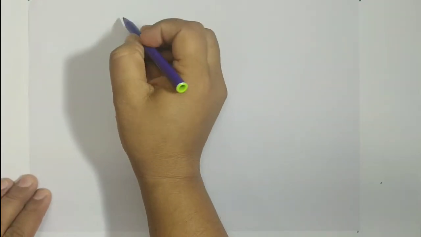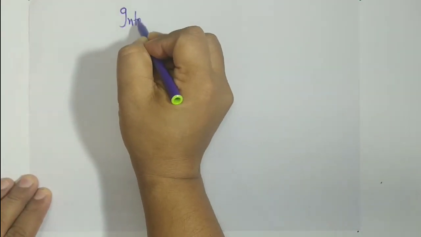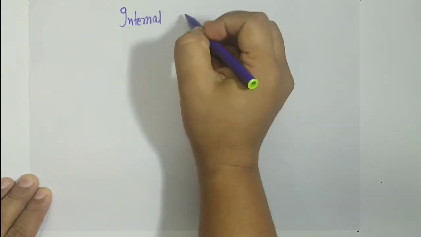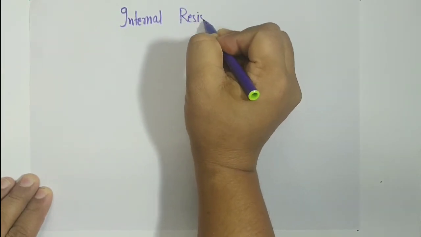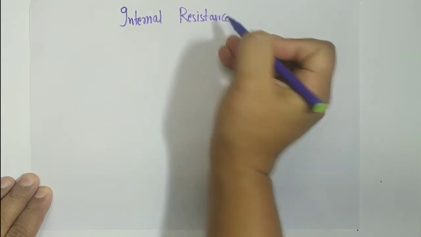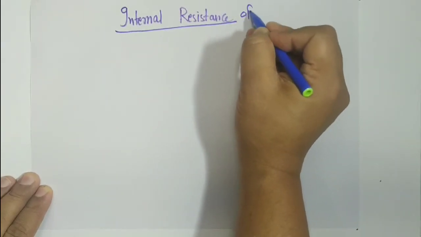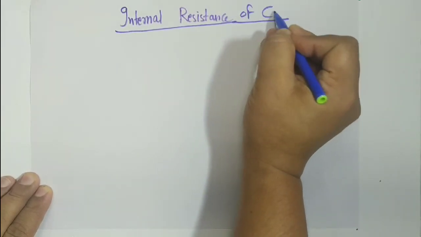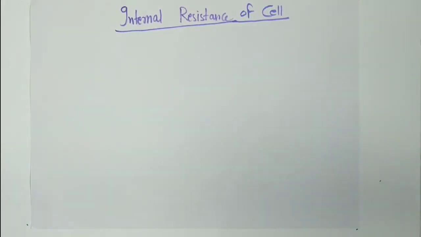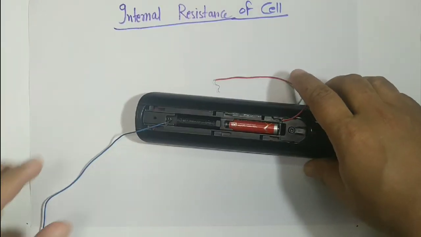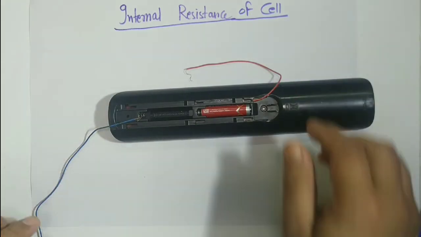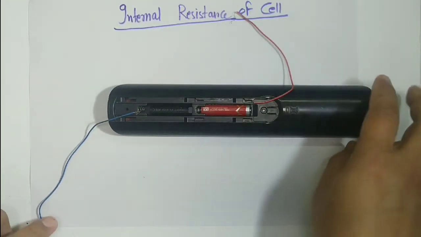Now we'll talk about the internal resistance. Now, do you know internal resistance comes in a cell? So we say internal resistance of a cell. Now, what is actually an internal resistance? I will just show you a simple activity: there are two cells, and one is positive and another is negative end.